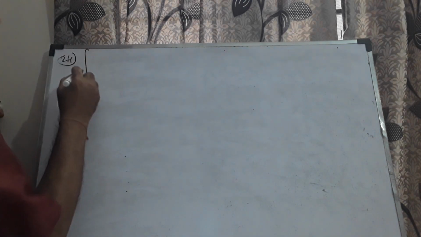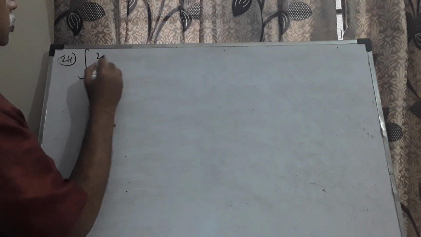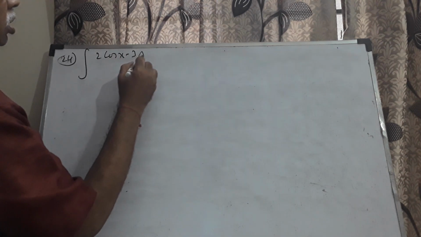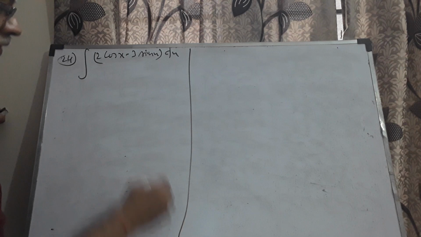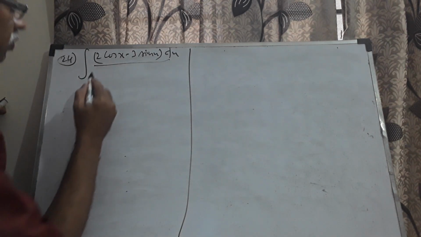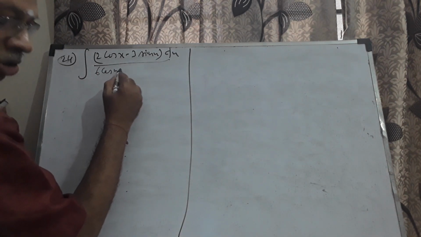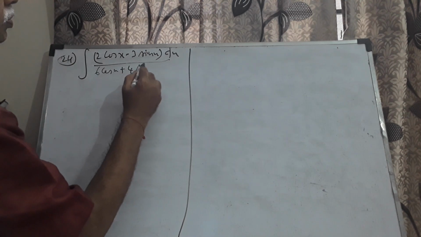Now the 24th sum goes like this. Integral of 2 cos x minus 3 sin x dx divided by 6 cos x plus 4 sin x.